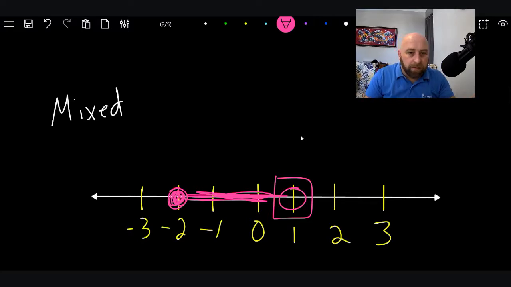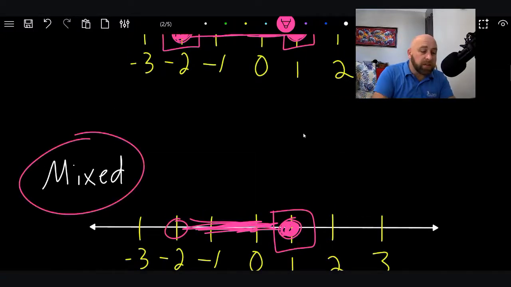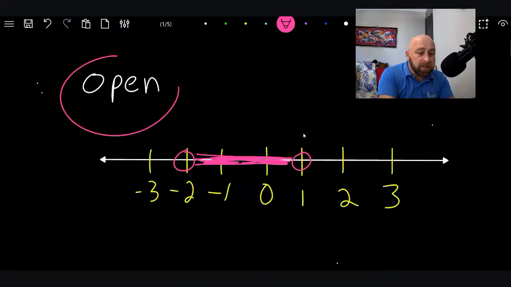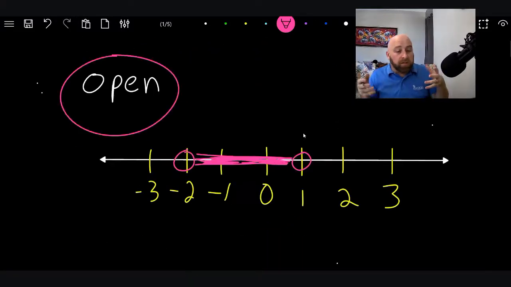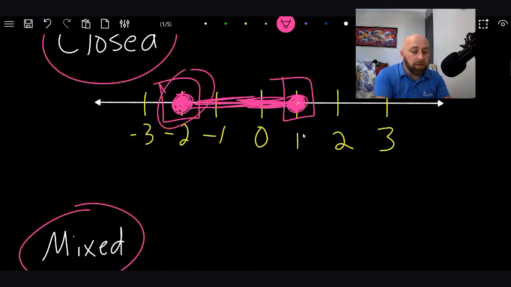Now, I say that to just kind of introduce the lesson to you. This isn't the lesson. This is something you need in order to do the lesson. What you need to know for your quizzes and tests are really these three words right here: open, closed, and mixed. So make sure you know what an open one looks like. They're both open. Closed, they're both closed.